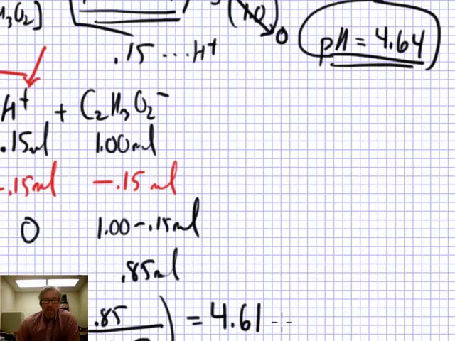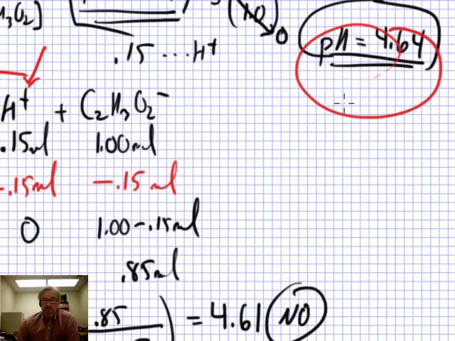So the answer is no. This buffer capacity is going to be exceeded by 0.15 moles of H plus because we have dropped more than 1/10 of a pH point. That was our target. Couldn't go below that, and in fact we did. So the buffer capacity has been exceeded, and no, it will not hold pH.